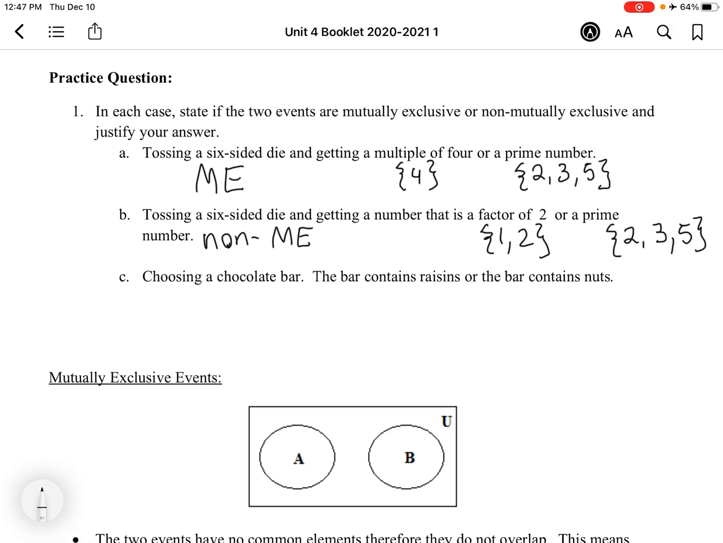All right, choosing a chocolate bar. The bar contains raisins or the bar contains nuts. Well, think about this. Could a chocolate bar contain both? Well, when I was a child, my mom's favorite chocolate bar, and it still is, was Cadbury's Fruit and Nut. And that has raisins and nuts in it. So this is not mutually exclusive, right? The chocolate bar could have both.